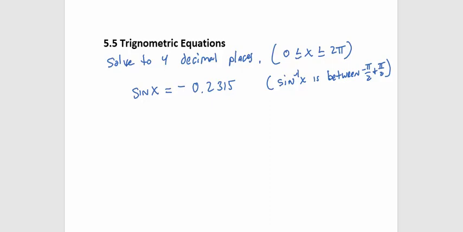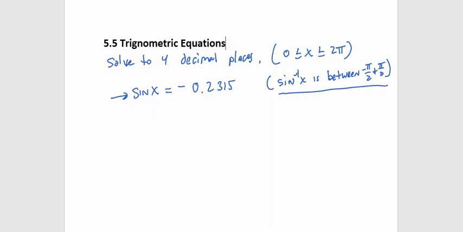Okay, we're going to use a calculator again to solve another trigonometric equation. So we're going to solve this: sine of x is equal to 0.2315. And notice, remember that the inverse of sine of x is between negative pi over 2 and pi over 2.